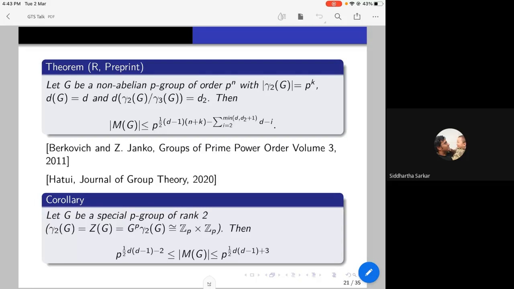Using our bound, we can find very compact bounds, I mean, not very far from each other, the lower and upper bounds. The lower bound here is p to the power half d into (d minus 1) minus 2. This is a standard result of Jones, and this is less than or equal to |M(G)|. As a corollary, we can derive that |M(G)| is less than or equal to p to the power half d into (d minus 1) plus 3. So only 5 there, not many cases. Right?